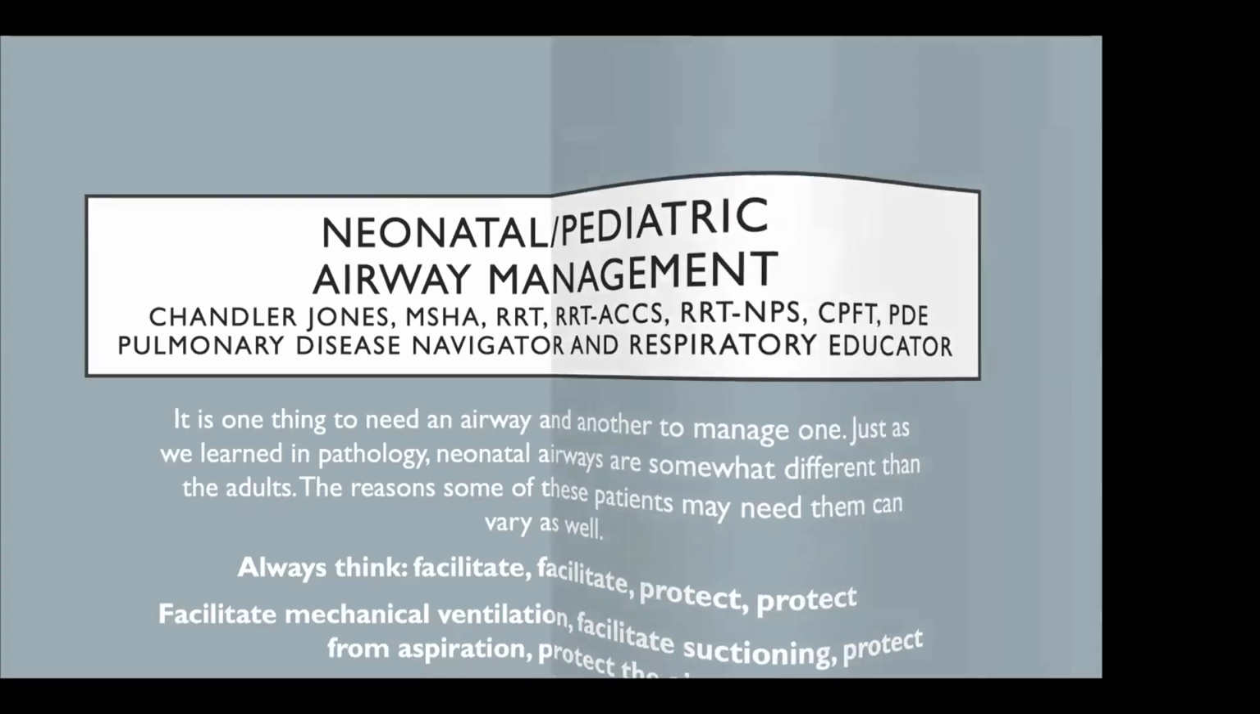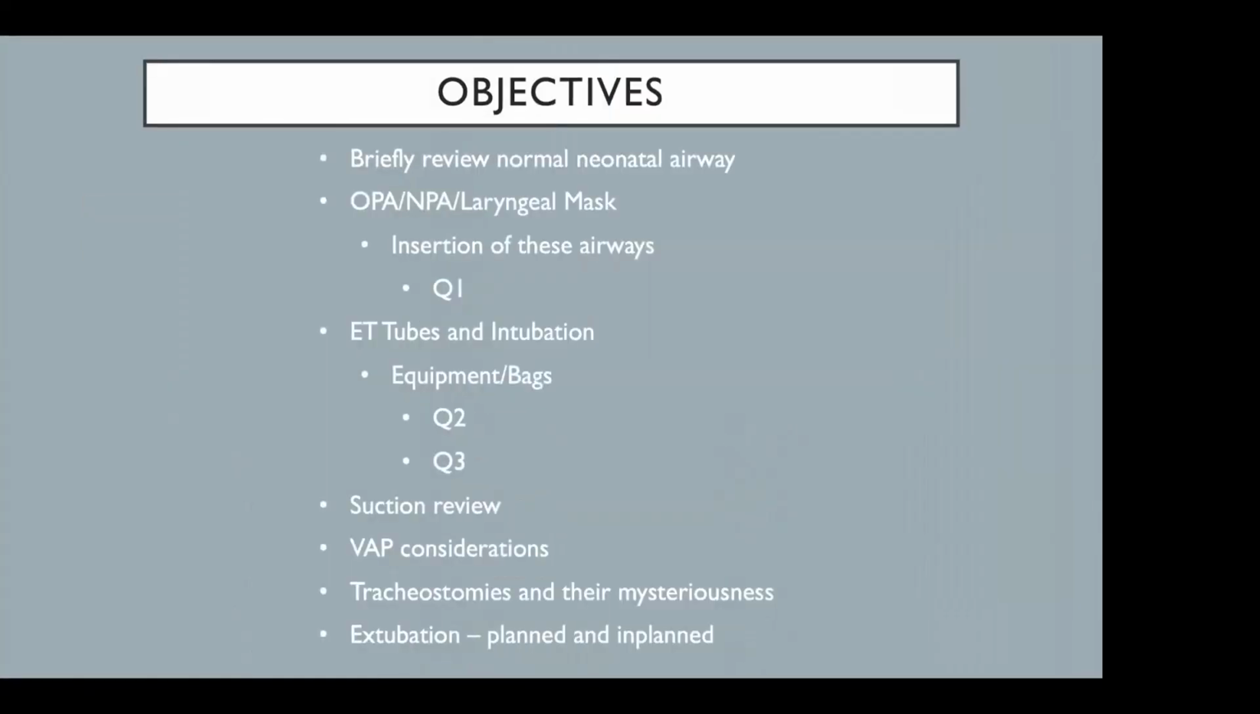With that, we'll kind of dive in with our objectives. So we'll very briefly review the normal neonatal airway, kind of as it relates to the adult airway as well. We'll look at OPAs, NPAs, and laryngeal masks, and insertion of these airways. I do have a few videos, but we may be under some time constraint with those. But I'll ask you guys a question. You don't have to answer or anything like that. Just to kind of make this a bit of a semantic situation where we can apply it to real world things.